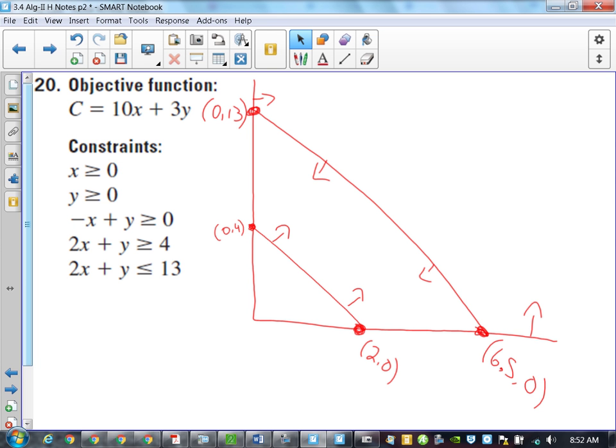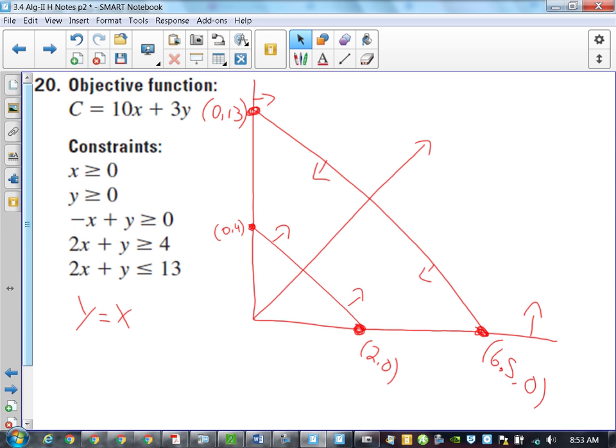Now the last one is the weird one. Negative x plus y is greater than or equal to 0. Isn't that the same thing as saying y equals x? So that's just going straight up, isn't it? Up 1 over 1. It's doing that. Wait, how is that saying y equals x? All I did is solve for y.